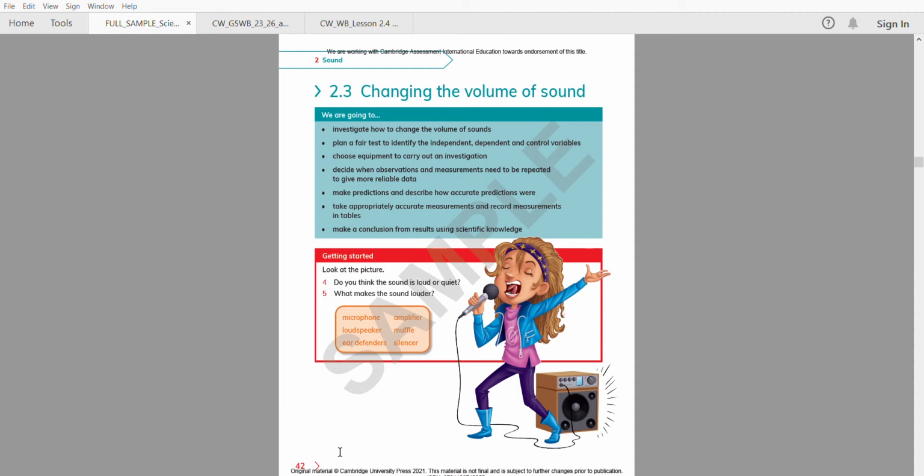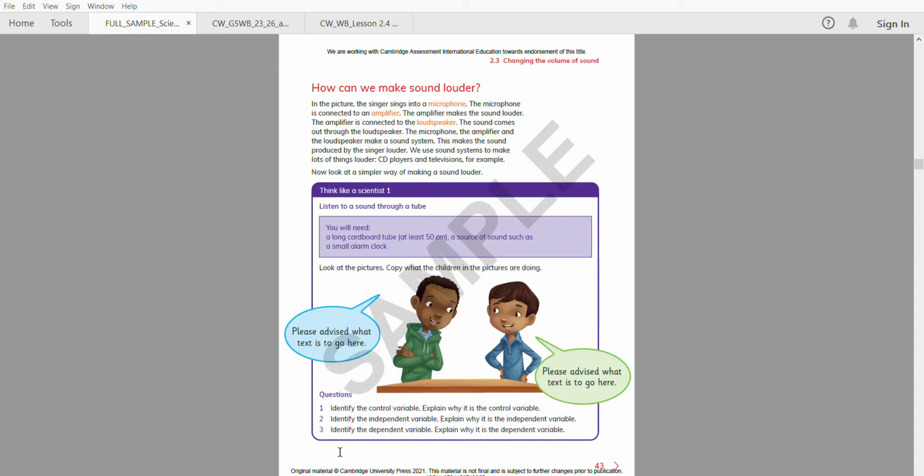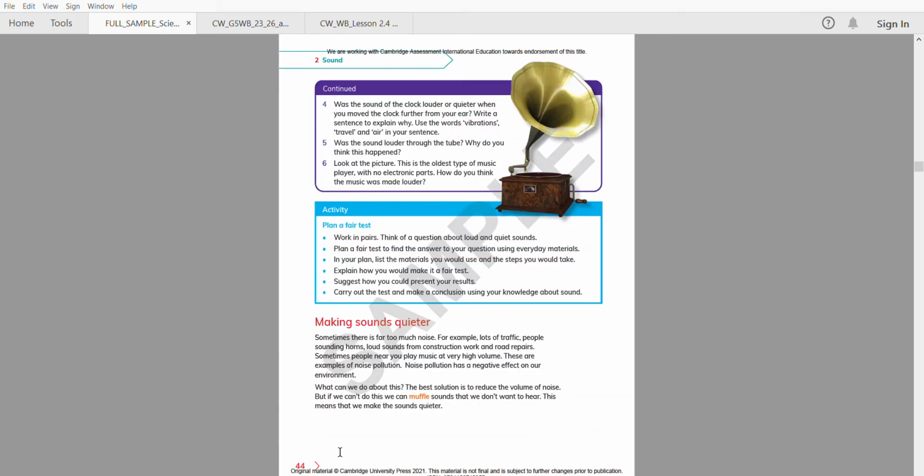So if you notice, I asked you to read this book or these pages in the learner's book. Remember, when we read books, we are doing research and we are practicing our research skills when we collect information. So what we've done is we outline the information into a chart by listing down all the examples of objects that can make sound louder and also objects that can make sounds quieter.